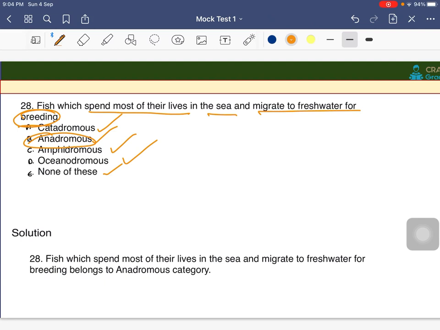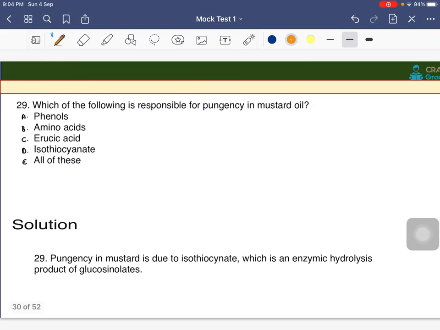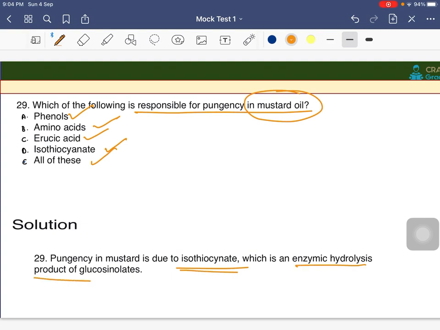Which of the following is responsible for pungency in the mustard oil? Phenols, amino acids, erucic acid, isothiocyanate, all of these. The pungency of the mustard is due to isothiocyanates, which are an enzymatic hydrolysis product of glucosinolates, right?